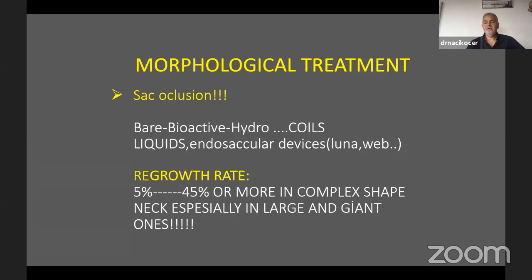What is the future? The future is the regrowth rate. When you look at published data, you can find a bunch of regrowth rates, starting from 5% and going up to 45%, maybe more. There is a lot of selection bias in these papers, especially when you look at very complex shaped, large and giant aneurysms. Regrowth is almost for sure. So are we really doing total treatment, or are we really doing treatment for saving the day? We should ask that question to ourselves.